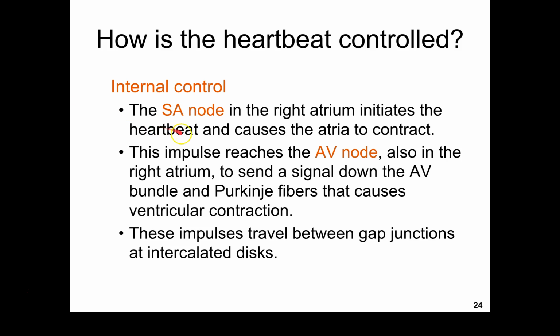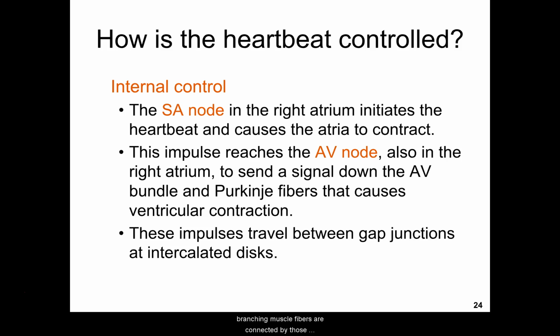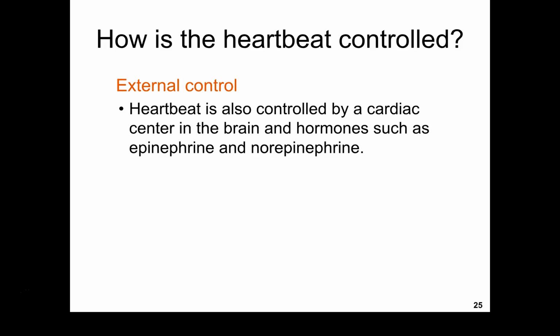So the SA node starts it in the right atrium, travels to the AV node, which sends it down to the Purkinje fibers, and that causes the ventricles to contract after a moment. And the impulses travel between the gap junctions in the intercalated discs, and that's why it's important that your cardiac tissues have so many of those gap junctions. That's why it's important that those branching muscle fibers are connected by those intercalated discs so that they can send these signals between and to one another.